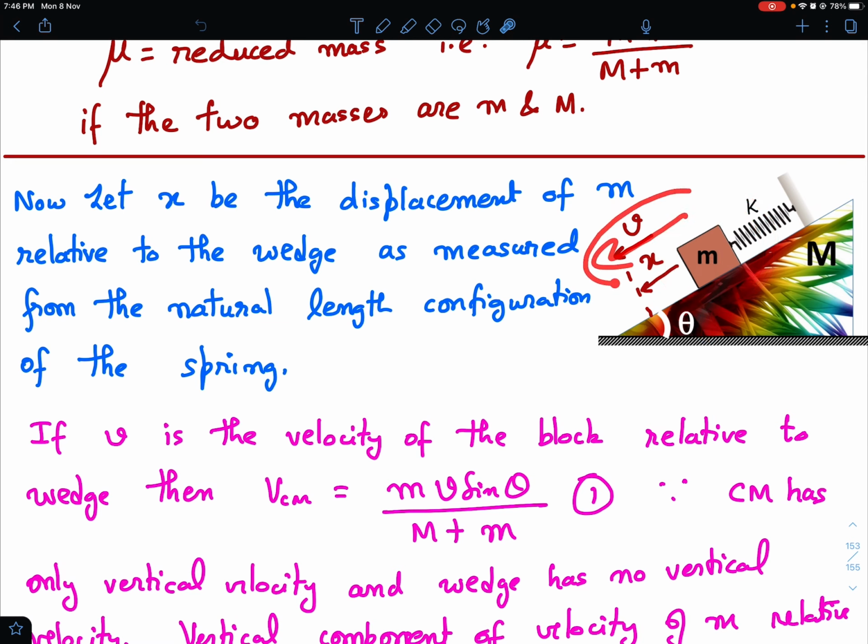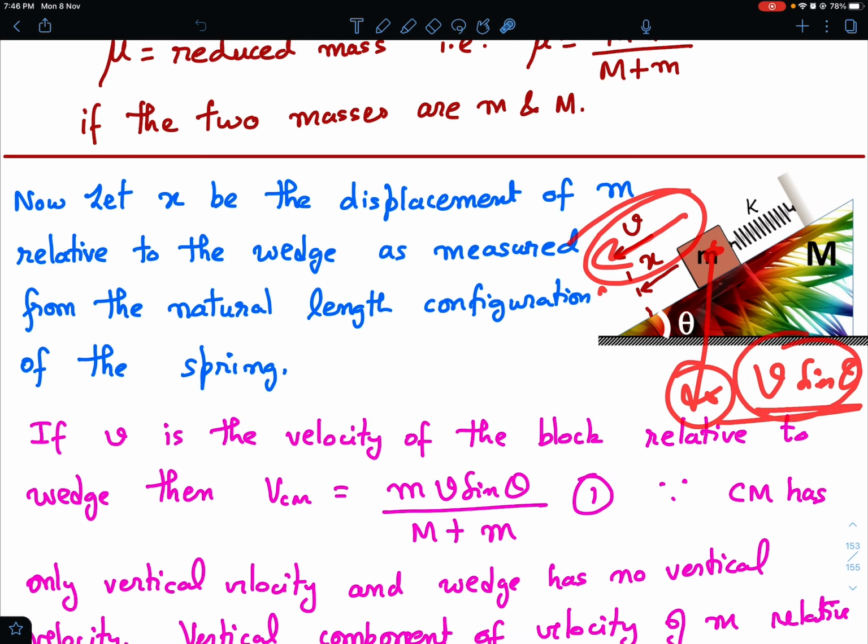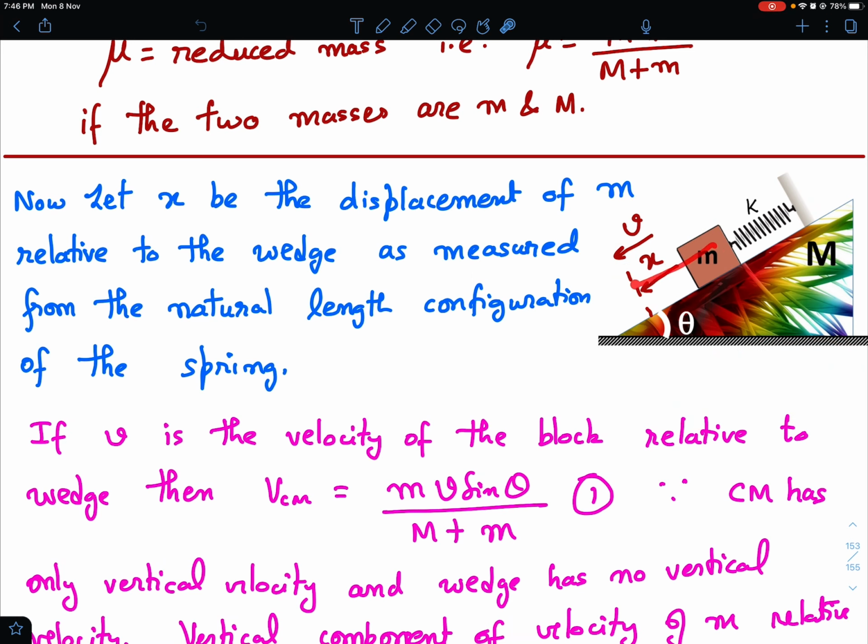Suppose its velocity is v relative to the wedge in this direction, then relative to ground, this velocity component will be v sin θ. And therefore, what is the vertical component of velocity of center of mass? Since the wedge has no vertical velocity, whatever is the vertical component relative to the wedge is also the vertical component relative to the ground. So we can say the velocity of this block with respect to ground in the vertical direction is v sin θ.